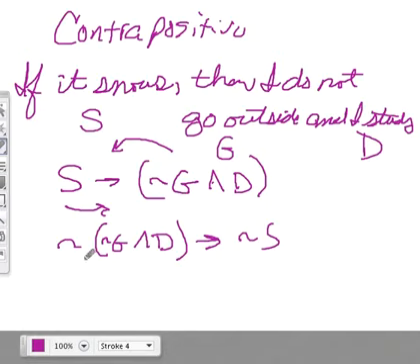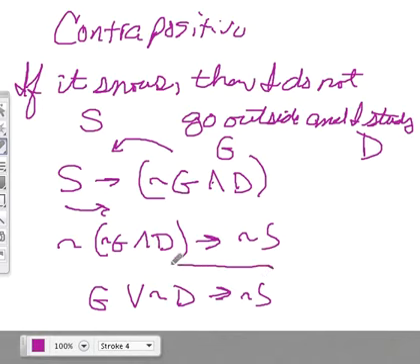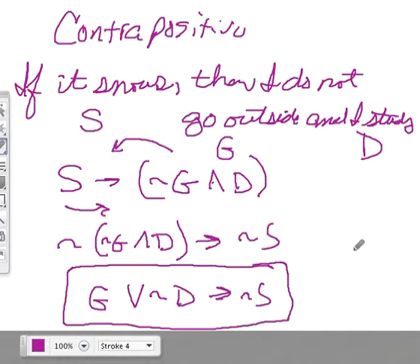Now, is there another way to say this? Well, yes, there is. This is the negation of a conjunction. It's a disjunction of the negated statements. So G or not D implies not S. What does this mean in language? If I go outside or I don't study, that means then it did not snow. Now just think about that. No one's trying to mess with your mind. Do the two make sense?